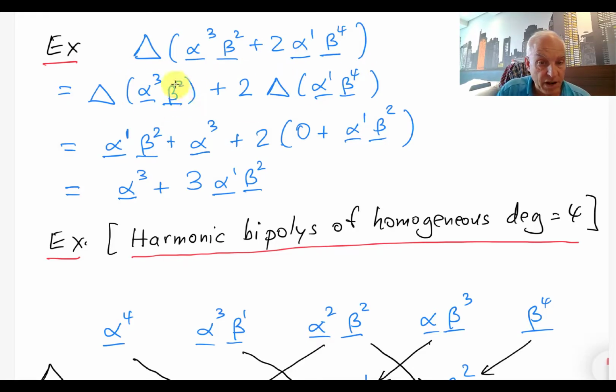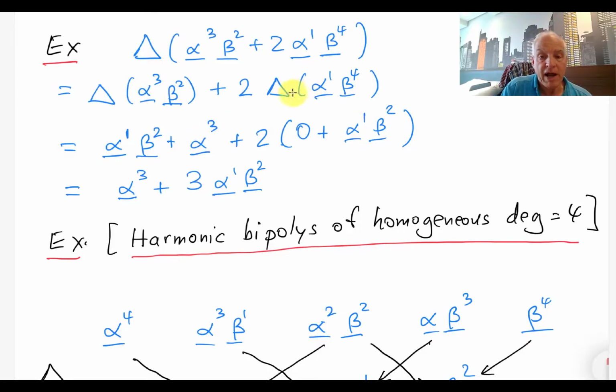And what is the Laplacian on this thing? Well, you lower the alpha exponent by 2, so the alpha to the 3 becomes alpha to the 1, but still an underscore. Leave the beta where it is. And then you have another term where you lower the beta by 2, giving us beta to the 0 underscore, which is just 1, and the alpha to the 3 underscore remains, so there it is there.